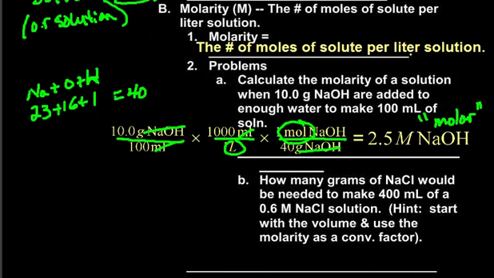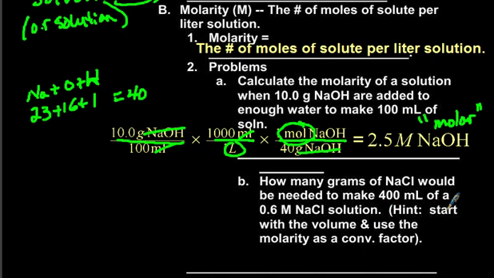Let's try another one. How many grams of NaCl would be needed to make 400 milliliters of a 0.6 molar NaCl solution? The hint is we're going to start with the volume, which is 400 milliliters, and then use the molarity as a conversion factor, because molarity, big M, equals moles per liter. So we know that there's so many moles in every liter. If we have 400 milliliters, we can figure out how many moles we have.